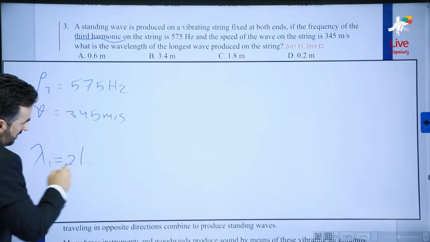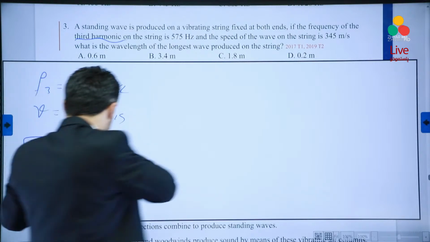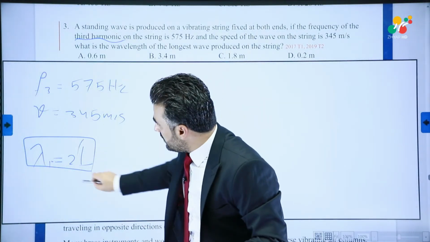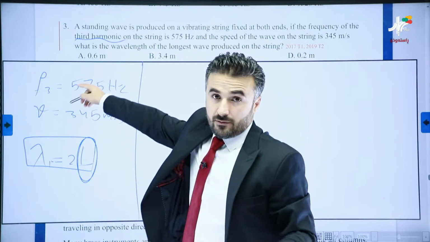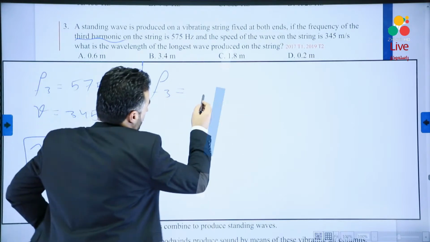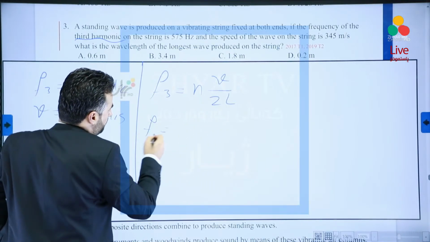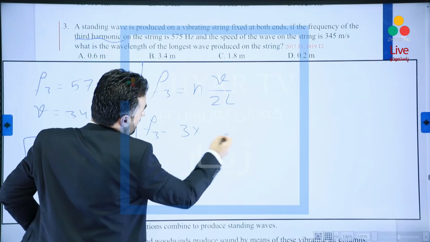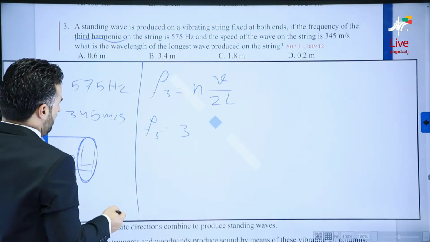Remember, the longest wavelength produced equals 2 times the length, yeah? Remember this. That is, of course, the minimum vibration, but the maximum wavelength you can see. But what you see here, I have the third harmonic, yeah? So in other words, what I need to find is the length of the string, yeah? So how can I find the length of the string if I have the third harmonic? So write the equation for the third harmonic. In this case, we'll say F3 equals n times V over 2L, yeah? Since it is the third harmonic, that means 3 times V, okay, so let's plug in the numbers directly.